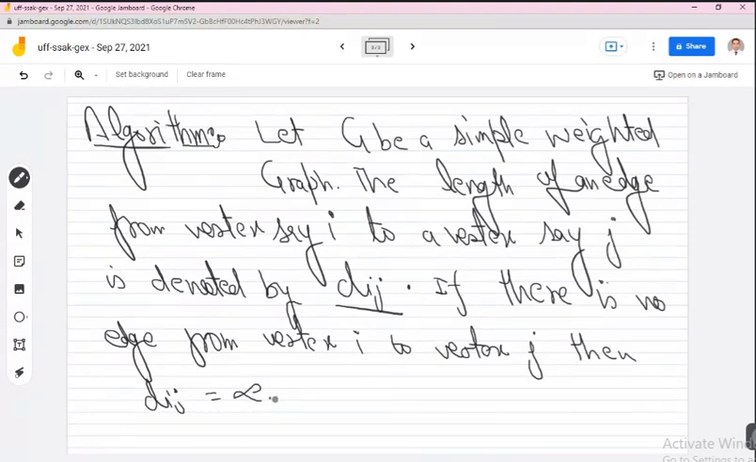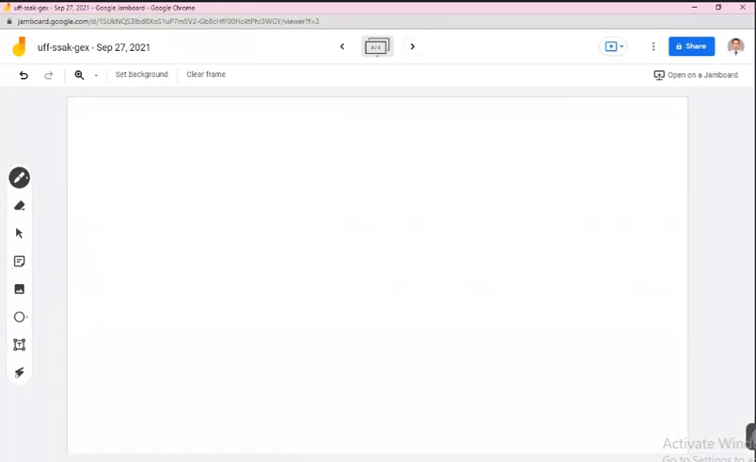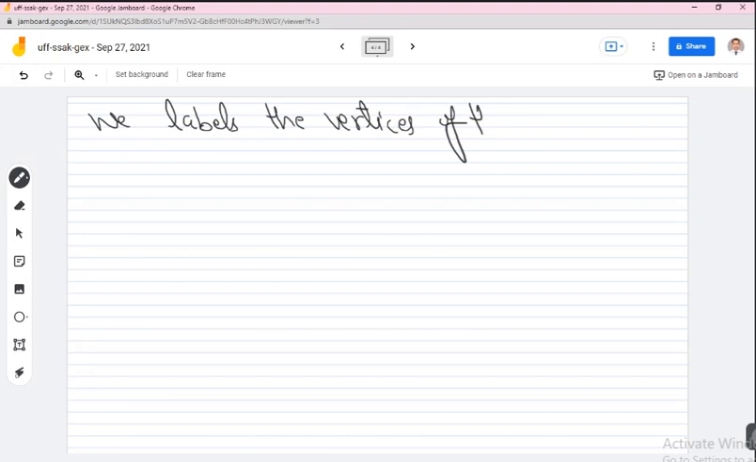Now we label the graph. In this algorithm we label the vertices of the given graph, of the graph G which is taken.